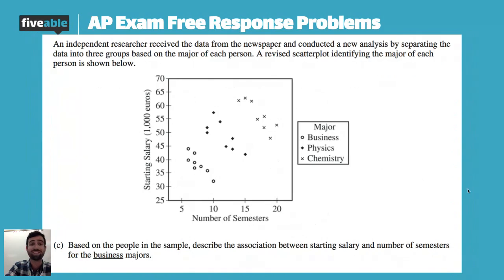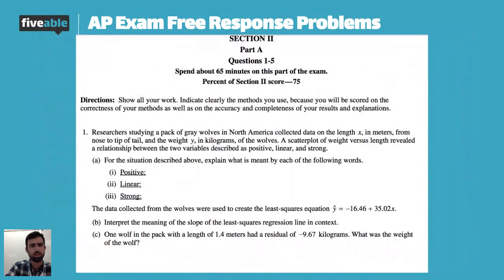Here's another question from 2017, where I think 17 or 18, where they asked you to actually say what is meant by these words. So positive, that's direction. Linear, that's form. Strong, that's strength, right? So they actually ask you to describe in words what this means in terms of the context of the problem, which is something they really haven't done before. So it's pretty interesting to see that they took a different spin on this concept. So please make sure that you know the different forms and what they mean.